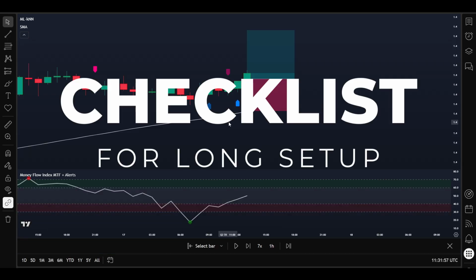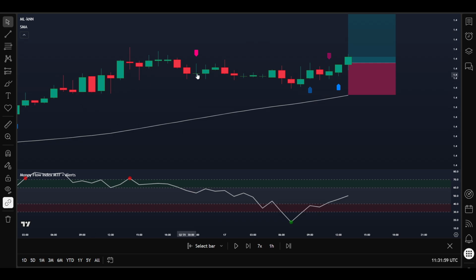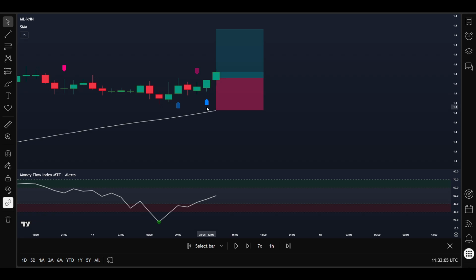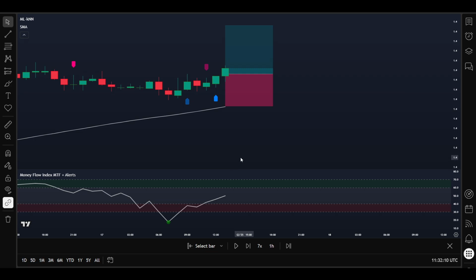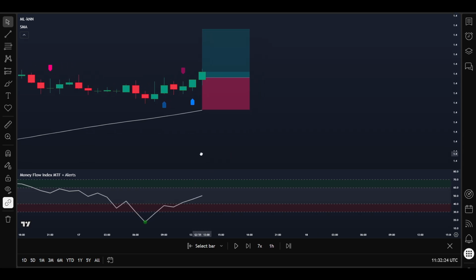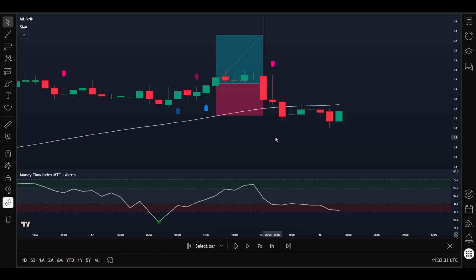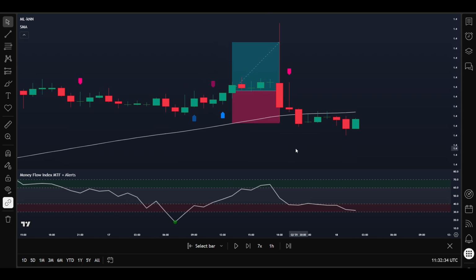Long setup checklist. First, trend filter. Price is trading above the 60 MA. Second, entry model. The kNN indicator prints a buy signal under a green candle. Third, MFI context. The MFI line is inside the transition zone between 40 and 60 at the moment the buy appears, and the most recent MFI dot was green, oversold tag, earlier in this trend leg. All three must be true on a closed candle. We act on the next candle open. Stop goes below the nearest meaningful swing low. Target is 1.5 times the initial risk.